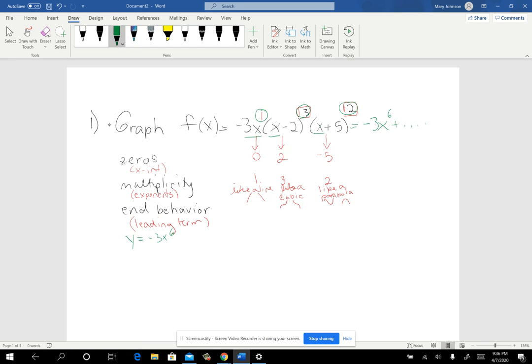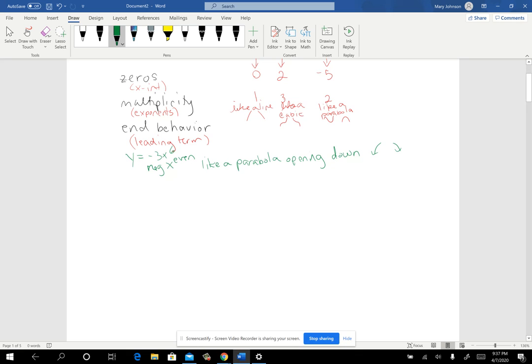And so what you do is you think of the fact that this is negative x to an even power. So it's going to be like a parabola that opens down because of the negative. Okay, so you're thinking this. All right, so now you have to put all these ideas together. So let's sketch the graph of this.